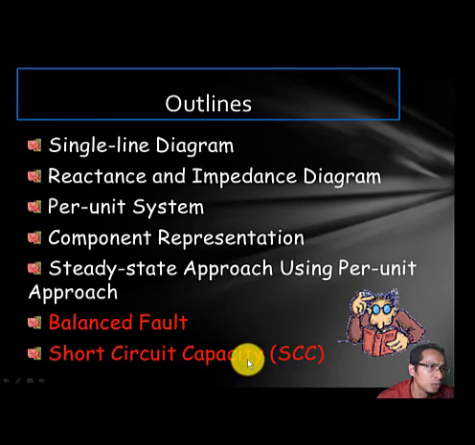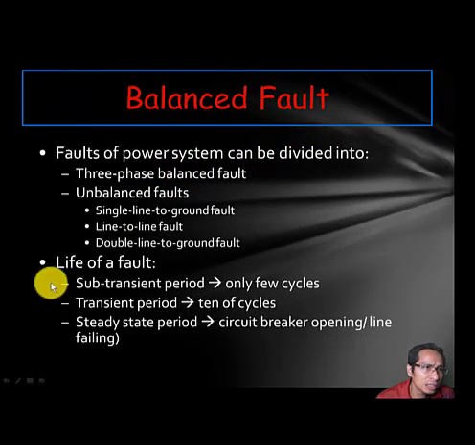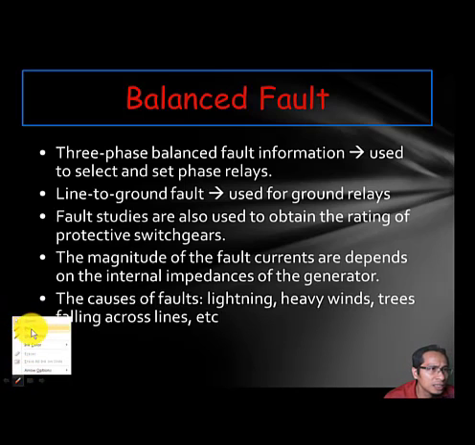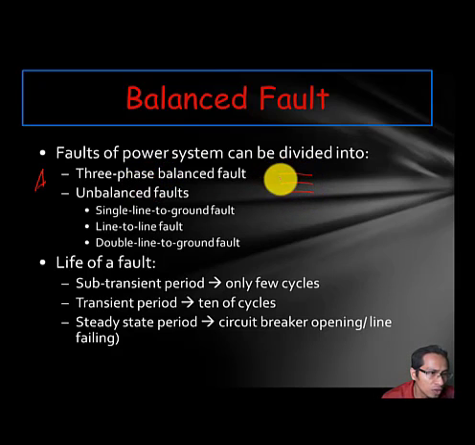Okay. So faults in a power system can be divided into two main categories. Type A is balanced three-phase faults. Let's say we have three lines, red, yellow, blue. A three-phase fault is a fault that occurs on these three phase lines. Either the fault occurs on red, yellow, blue together, or red, yellow, blue to ground, or grounded faults. This is a balanced fault.